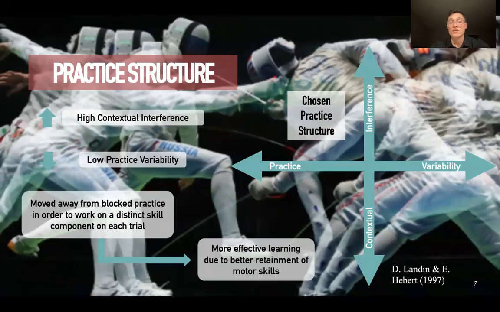Moving on to practice structure. The practice structure that we decided to go with for our intervention is one that you can see on the right-hand screen. We're going to be choosing a practice structure that has high contextual interference and low practice variability. And as you can see, we are utilizing a high degree of contextual interference rather than a block practice approach, because we want to be able to work on distinct skills and distinct components of those skills on each trial.